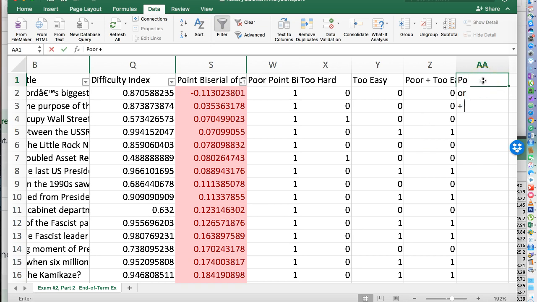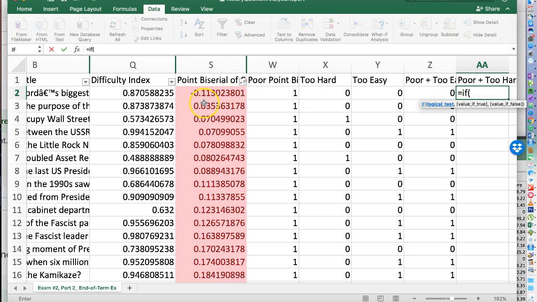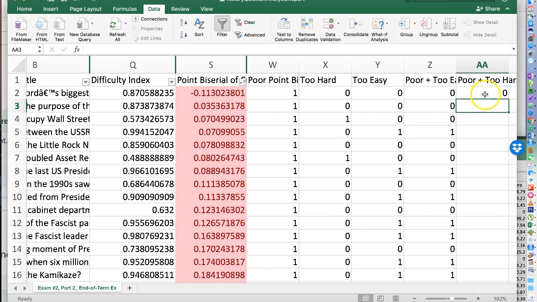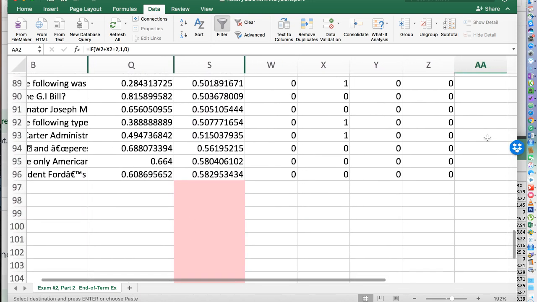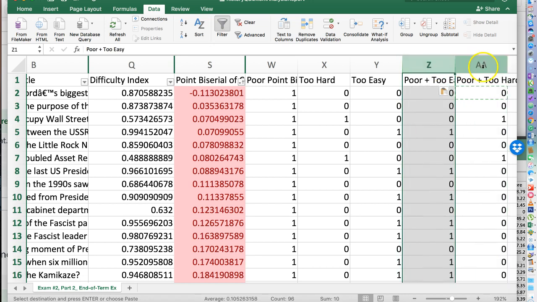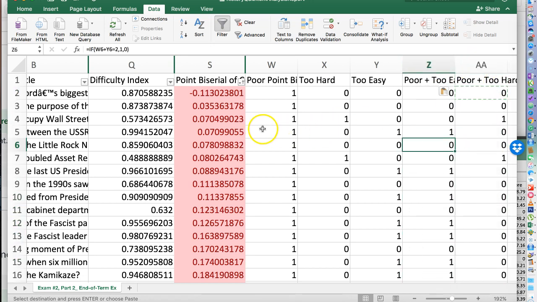What about poor plus too hard? So if that plus that equals 2, then it's a poor question, and it's too hard. Okay, so that's identified 6. So there's some that are not too easy, too hard, and kind of poor. Some are too hard, some are too easy.